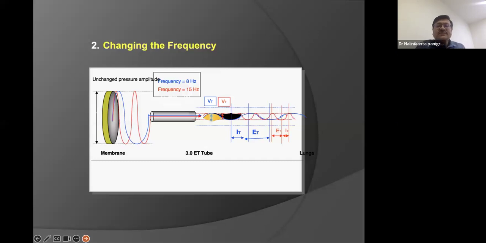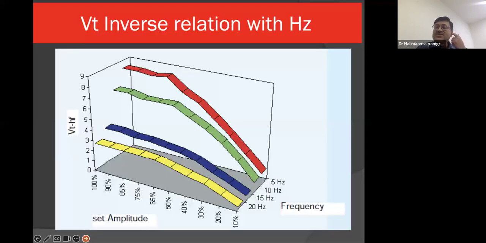You can see here the tidal volume level, which increased with the amplitude change. With increasing amplitude, it increased, but only a small change. But in frequency, when we decrease frequency while the amplitude remains the same, the tidal volume increases by a huge amount. That's the way the larger increase in tidal volume happens. So remember, this is again a graphical presentation. You can see here, in this column, the frequency from 5 hertz to 20 hertz, and the amplitude from 10% to 100%.